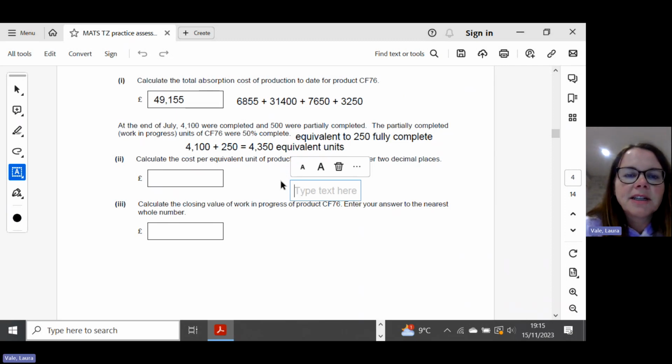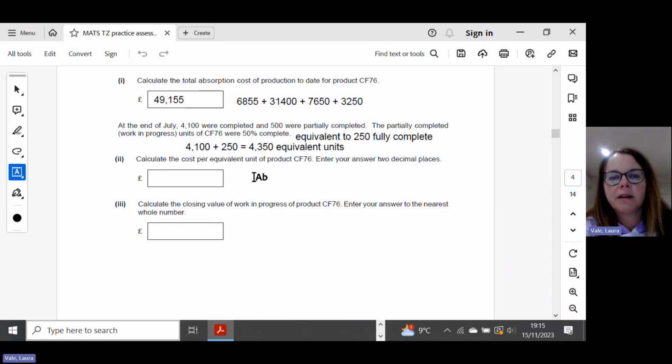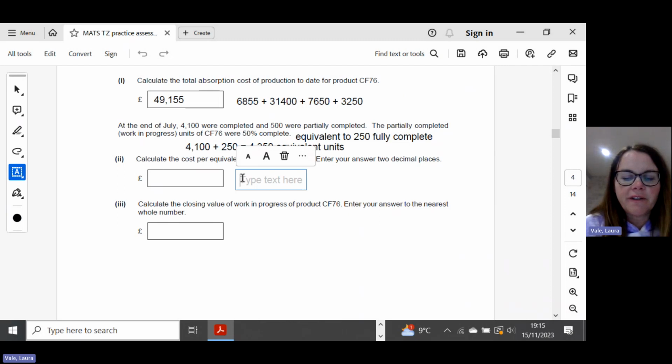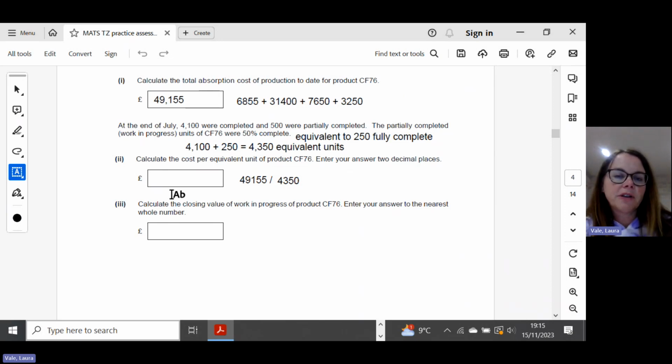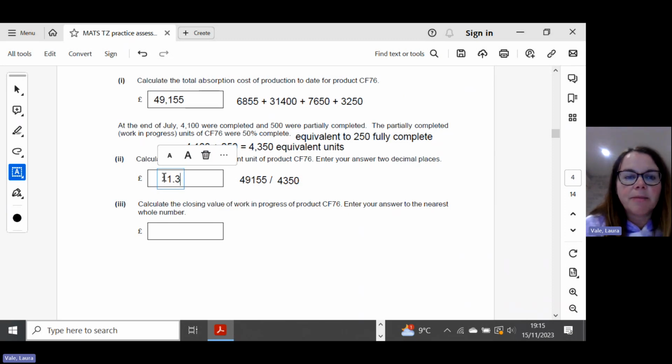Right, so then the question is asking, calculate the cost per equivalent unit. Well, I know I've got a total cost of 49,155, and I know I've just calculated I've got 4,350 equivalent units. So if I do the 49,155 divided by the 4,350, I get £11.30 as the cost per unit.